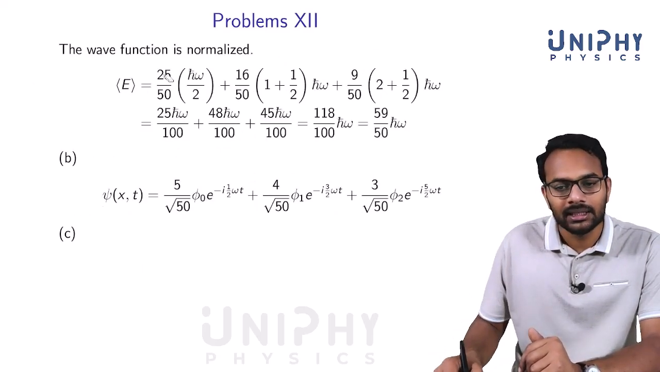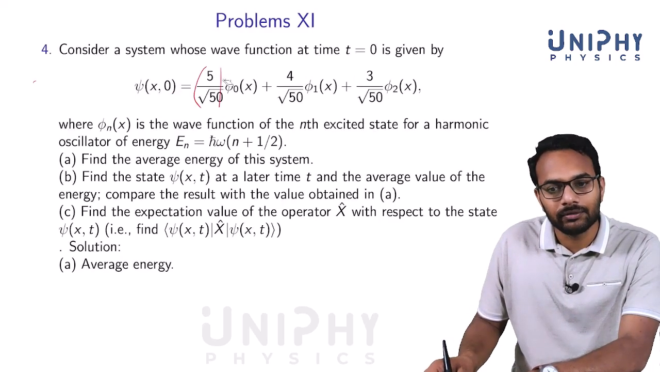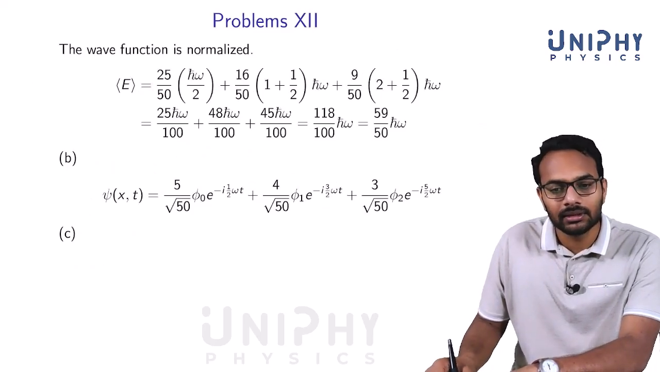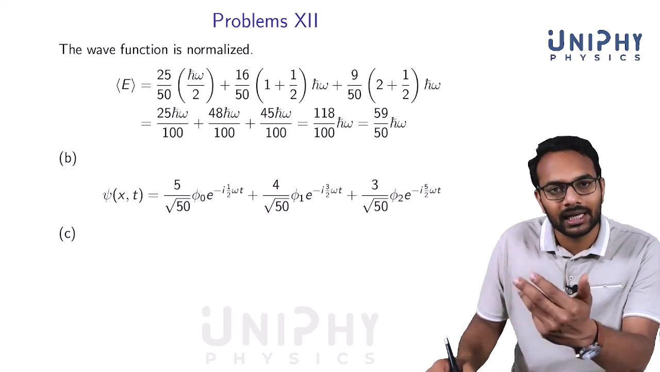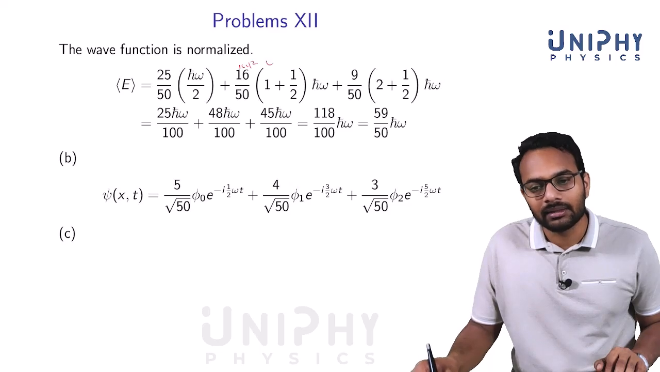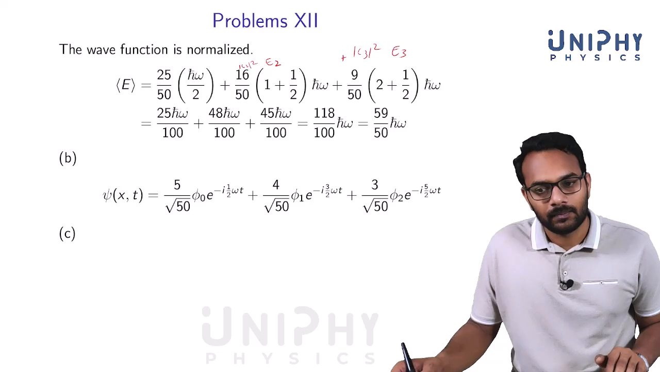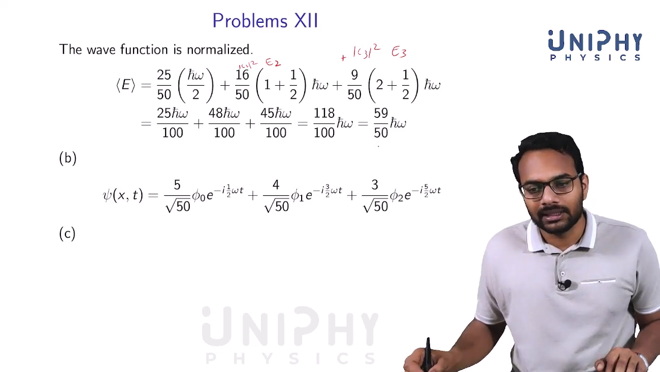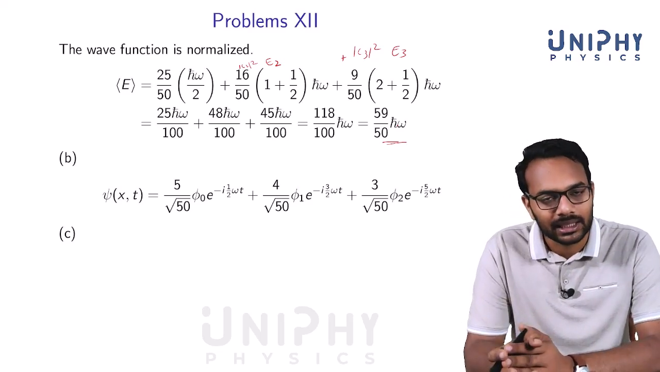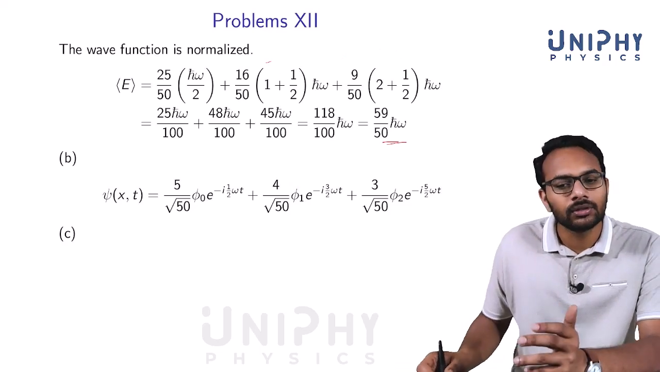The average energy, as I said, is 25 by 50, which is modulus C1 square. This gives you the probability for measuring an energy E0. And what's E0? E0 is h cross omega by 2, because the eigenvalues are n plus half h cross omega. Similarly, it's modulus C2 square multiplied by E1, plus modulus C3 square multiplied by E2. Now we just simplify this, and I think the answer should be 59 by 50 h cross omega, but I want you to check whether this is correct, if there's any mistake in the addition that I have done here. So that's how you find the expectation value.